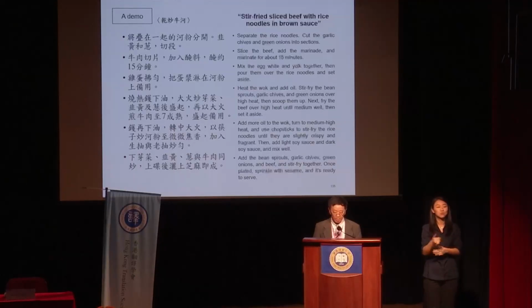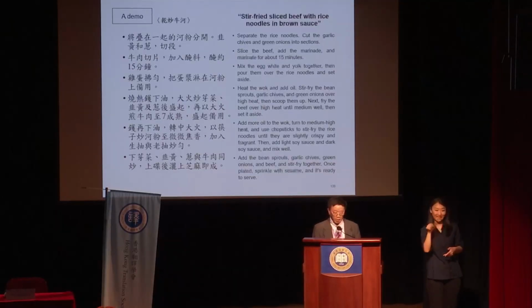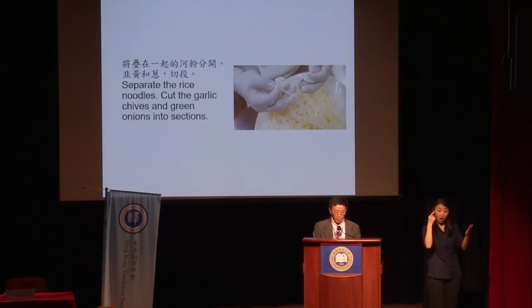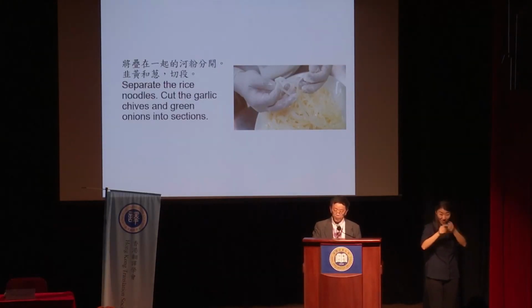So, as an example, we want to ask people to prepare 干炒牛河, what we call stir-fry sliced beef with rice noodles in brown sauce. So this is the menu of doing this. But if you want to do it visually, then you move the cursor over 将打在一起的河粉分开, and then the picture will pop up in a box showing you how things are done in a visual manner.